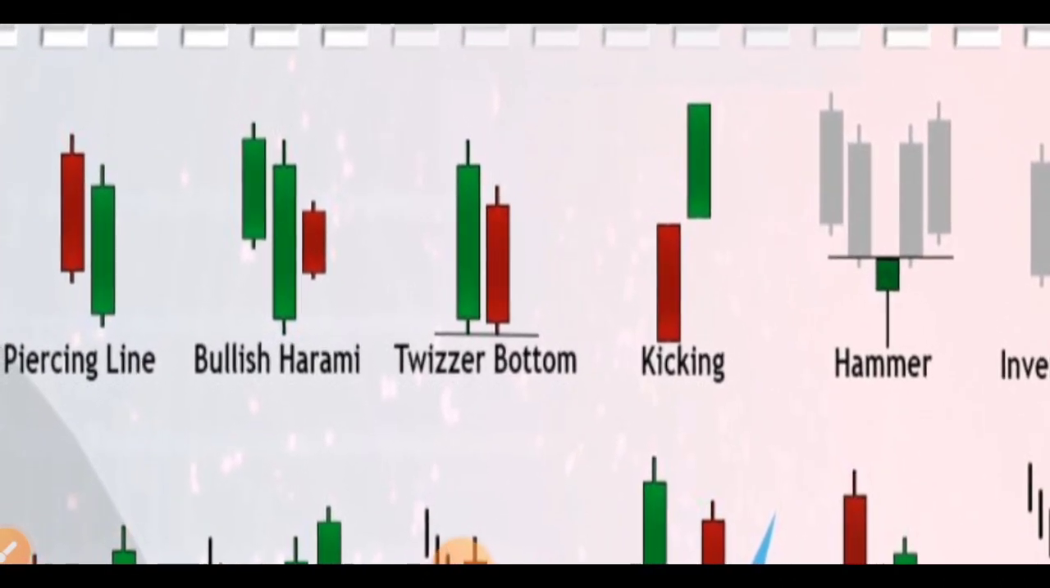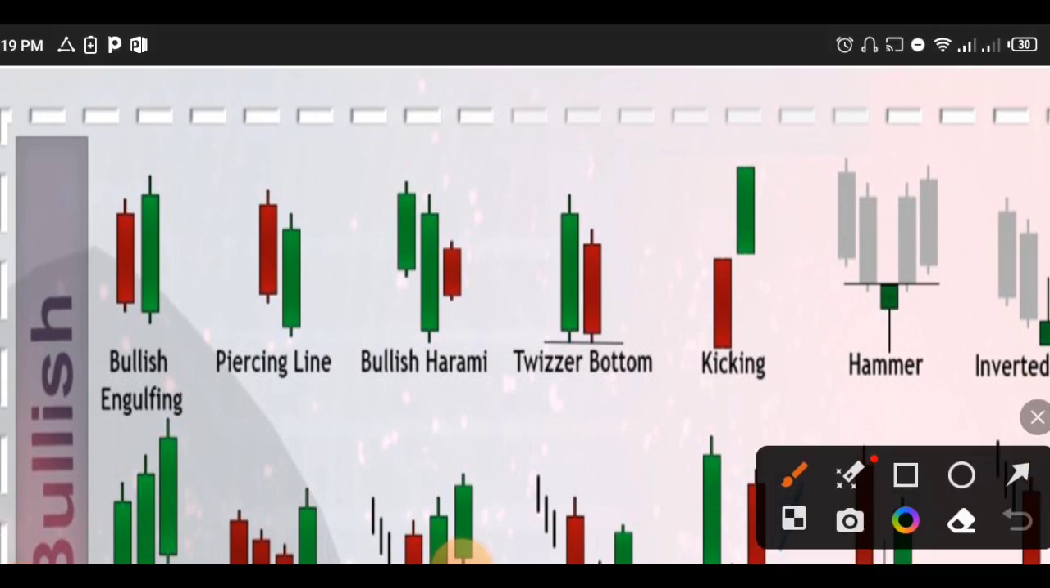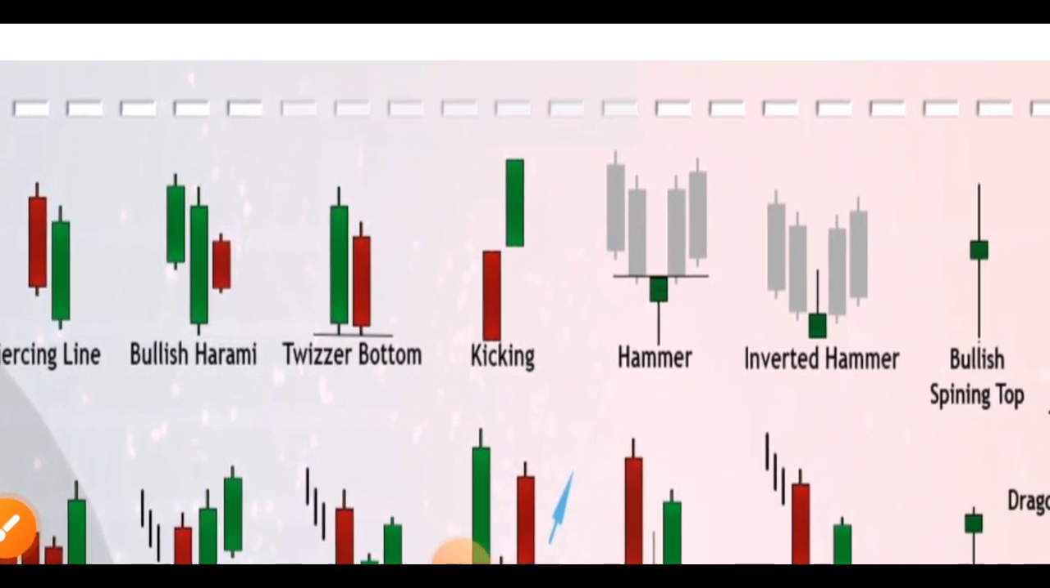So we have the kicking pattern, just as it signifies. The next candle can be your entry. When you have this red candle, then the next one a green candle, boom, you can choose to enter on the next candle. That is a signal. These are all called candlestick patterns.